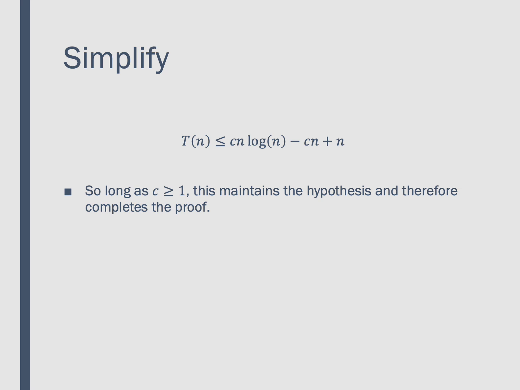Now, since our hypothesis holds for all n as long as c is greater than or equal to 1, we can conclude that Tn belongs to big O of n log n, and this successfully completes the proof. The tight bound we derived aligns with our original hypothesis and is consistent with the asymptotic complexity.